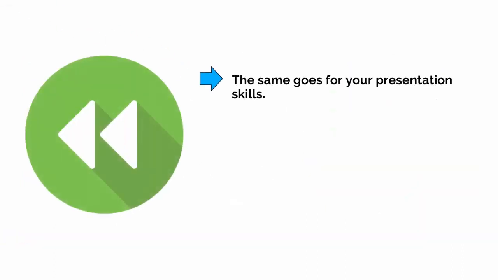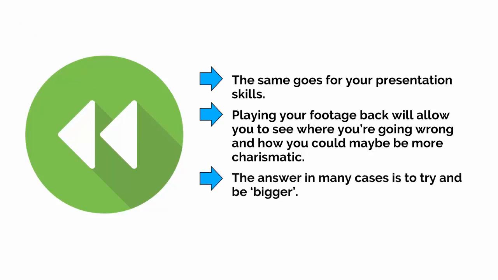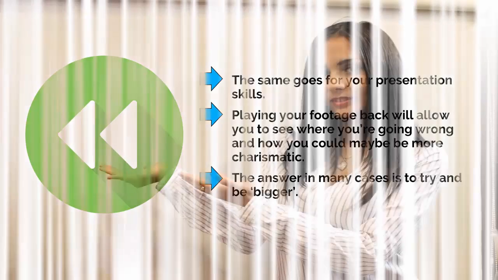The same goes for your presentation skills. Once again, playing your footage back will allow you to see where you're going wrong and how you could maybe be more charismatic. The answer in many cases is to try and be bigger. In order to come across as charismatic, research says that it's important to gesticulate more. This makes you seem passionate about what you're saying, and it makes you take up more space. Both of those things are great in capturing the imaginations of your audience.